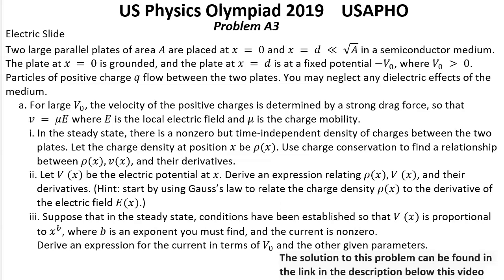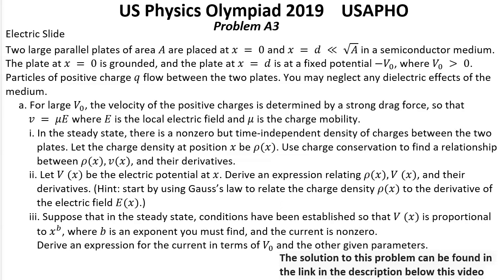is much less than square root of A, in the semiconductor medium. The plate at x equals 0 is grounded, and the plate at x equals d is at fixed potential negative V0, where V0 is greater than 0. Particles of positive charge Q flow between the two plates. You may neglect any dielectric effects of the medium.